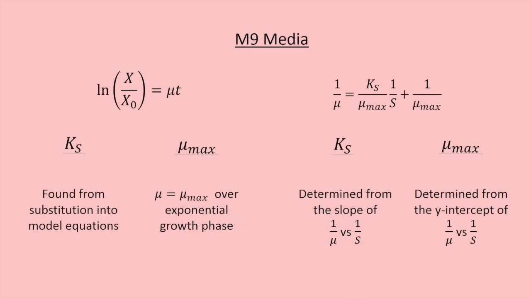For M9 media, there are two ways to determine the kinetic parameters. The first method is similar to what was used for LB media. Ks is found from substitution into other model equations. The second method is to plot 1 over growth rate versus 1 over substrate concentration. Both methods can be applied and the results compared.